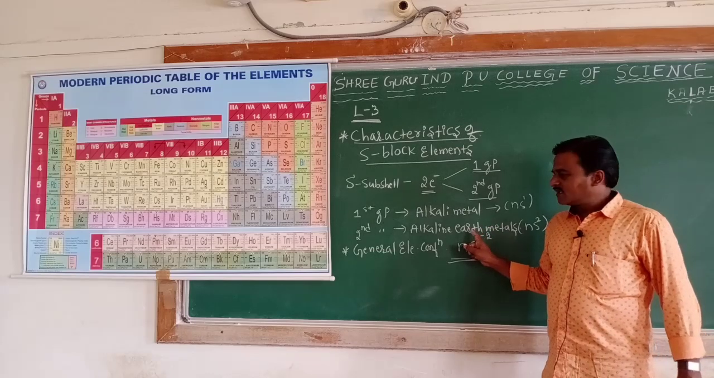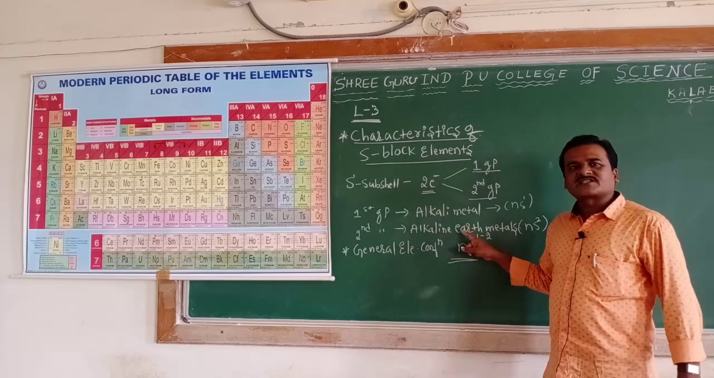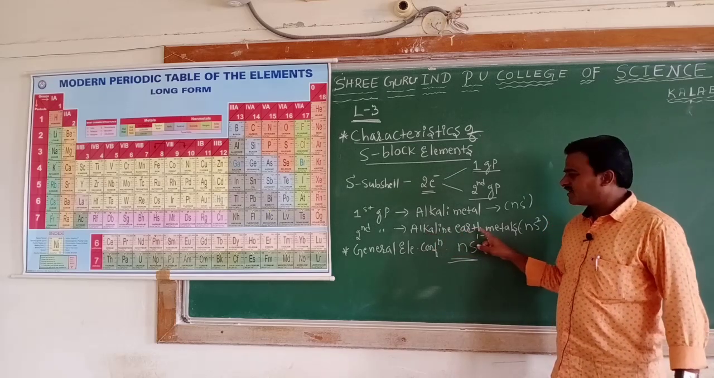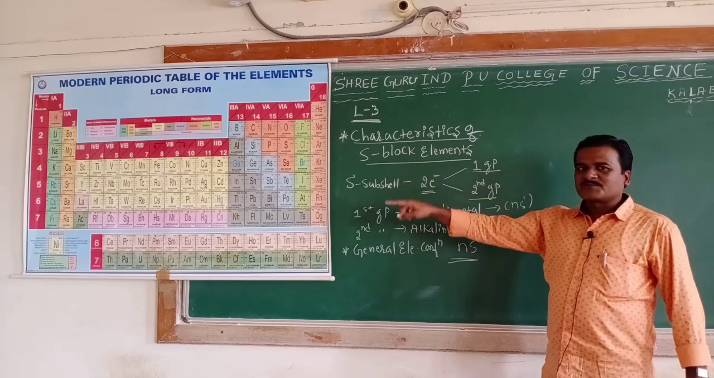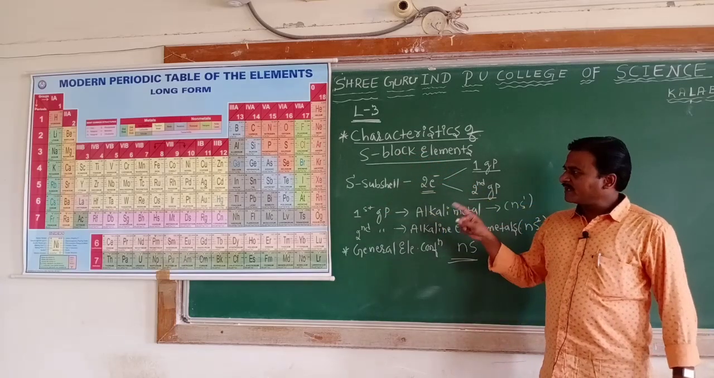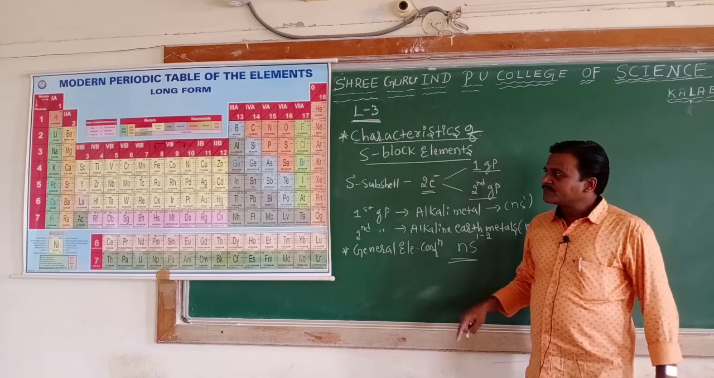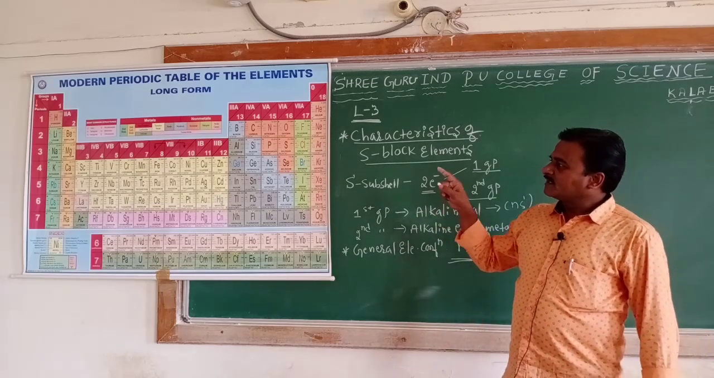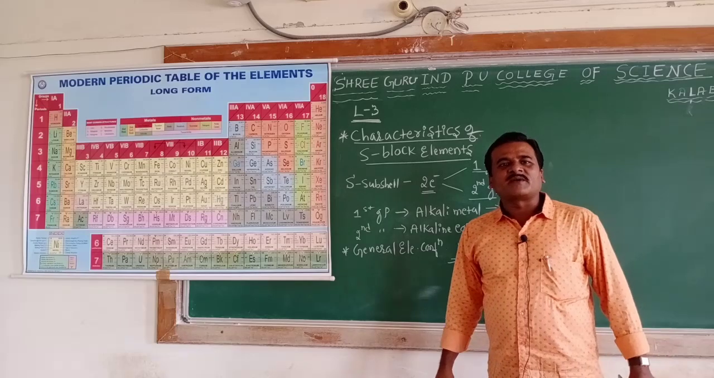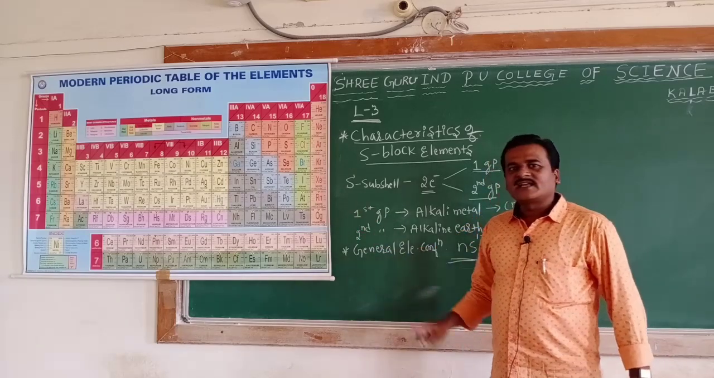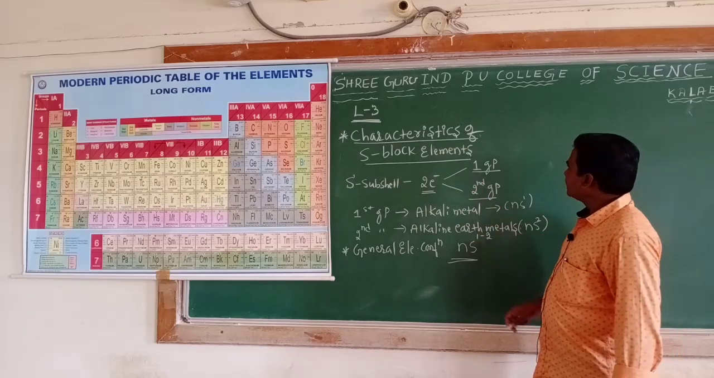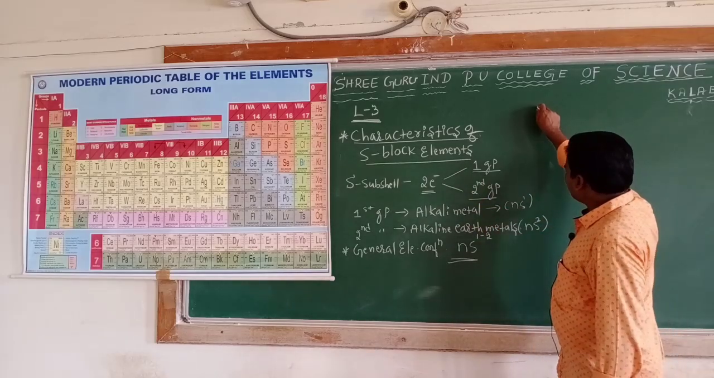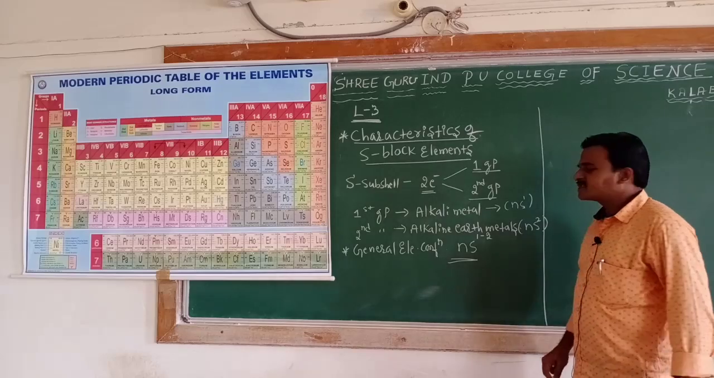Then coming to the second group elements, ns2 is the outer electronic configuration of second group elements, which are commonly called alkaline earth metals, and they begin from beryllium and end with radium: beryllium, magnesium, calcium, strontium, barium and radium. Radium is a radioactive element. Come on, collect further properties. What are the other properties of S block elements?